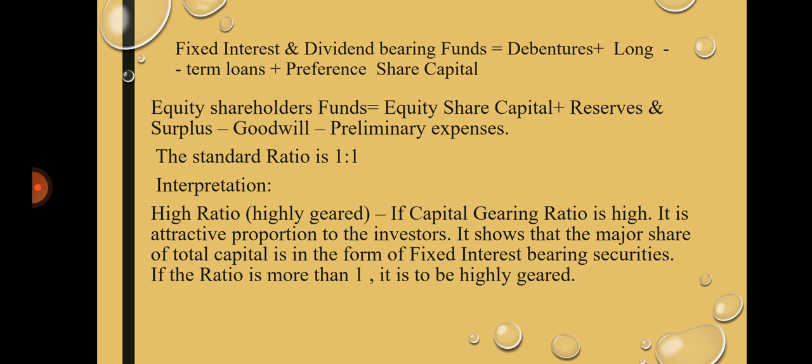That is, there has to be equal proportion between equity share funds and fixed interest and dividend bearing funds. Now, how to write the interpretation for capital gearing ratio? Suppose the capital gearing ratio is more than 1, it is called a high ratio or highly geared, which means that the firm has raised more capital through fixed interest and dividend bearing funds.